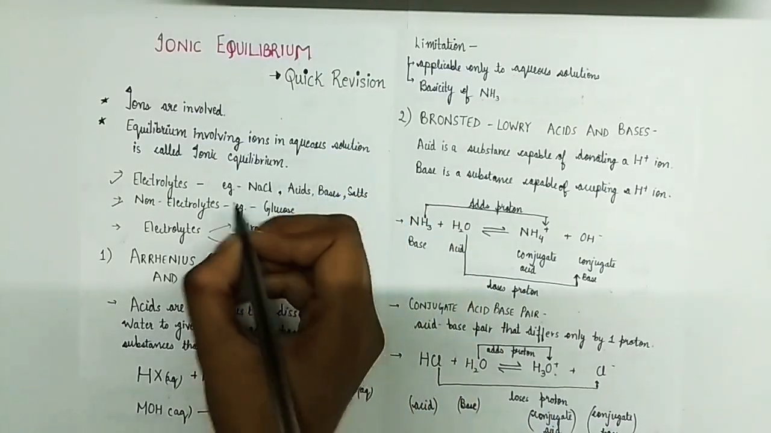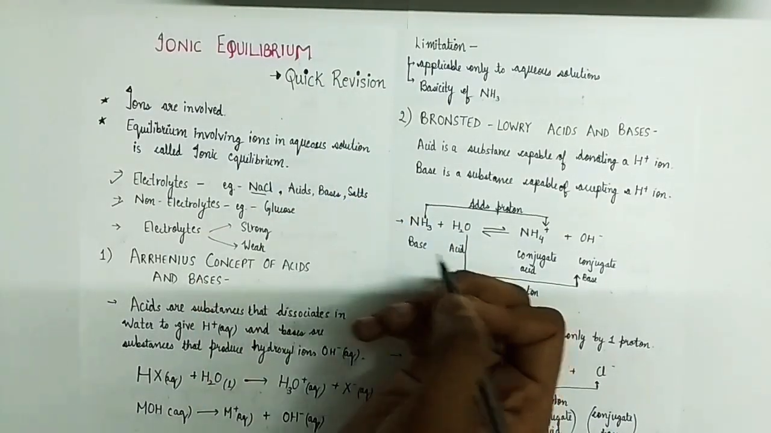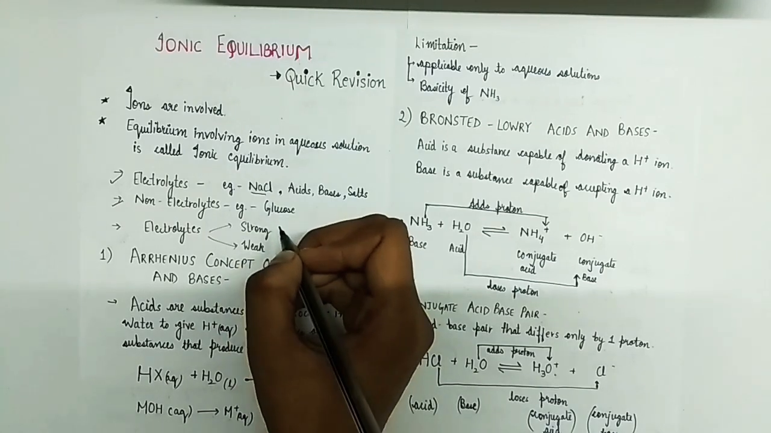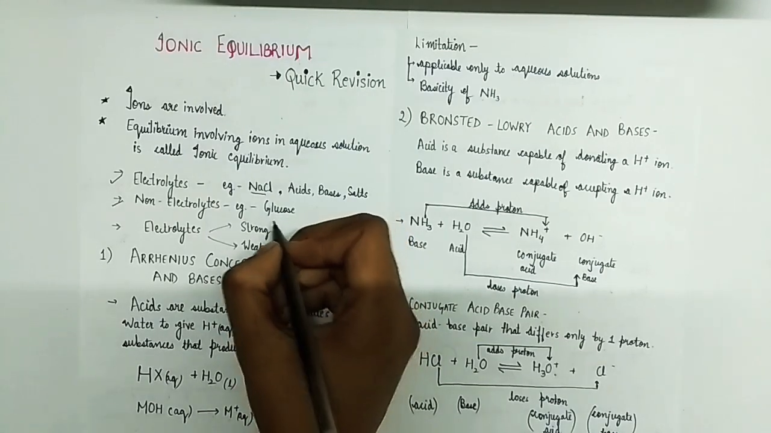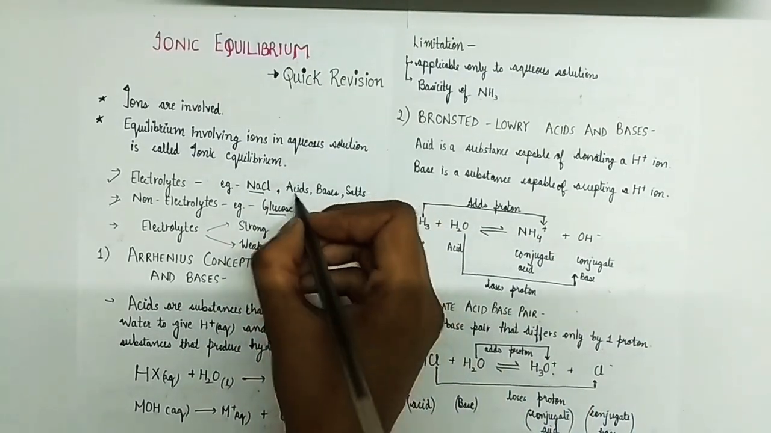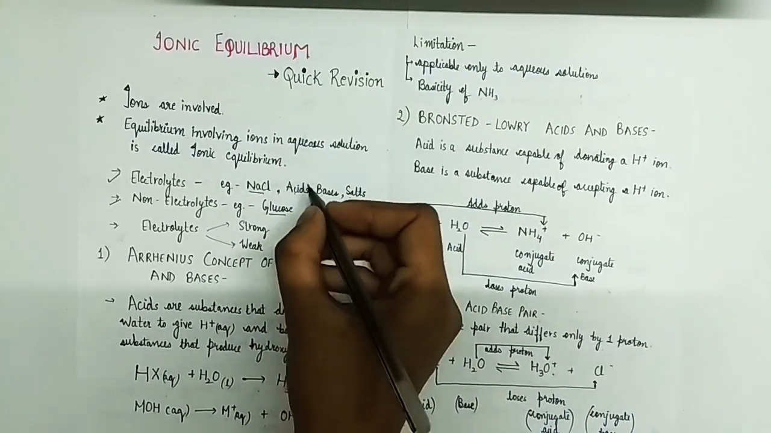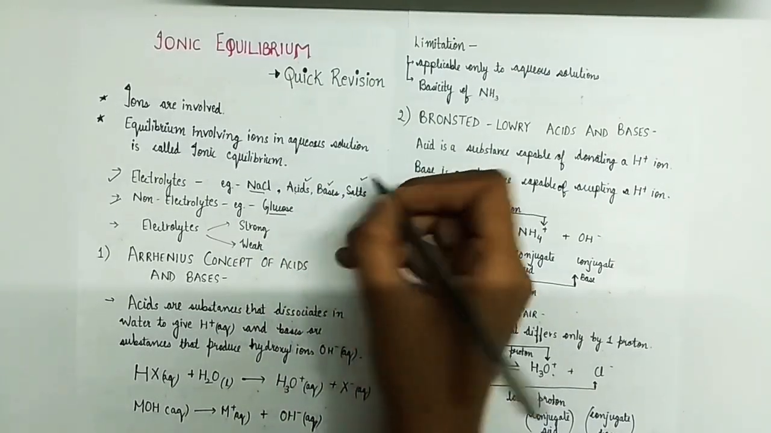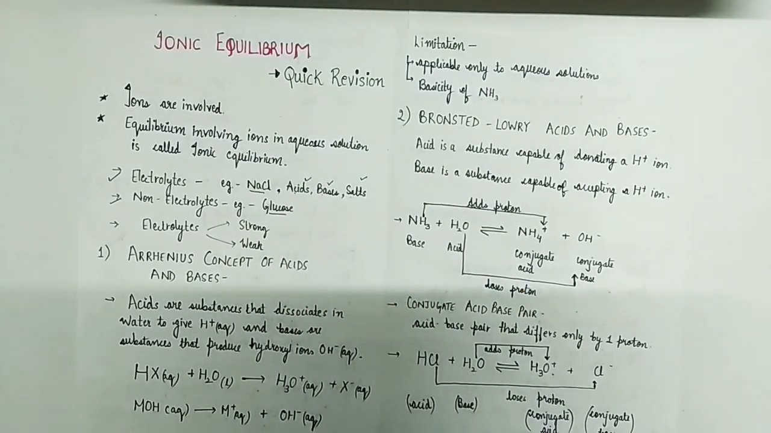Some examples of strong electrolytes are sodium chloride, and a non-electrolyte which doesn't conduct electricity is glucose. Acids, bases and salts, these three are the main electrolytes that we'll be considering in detail in this chapter.